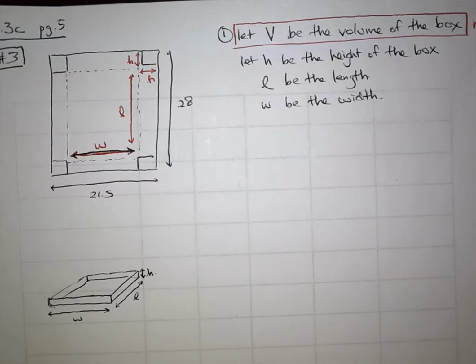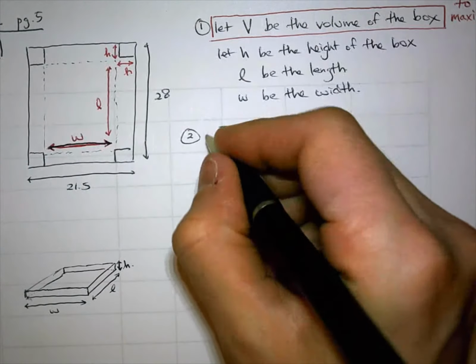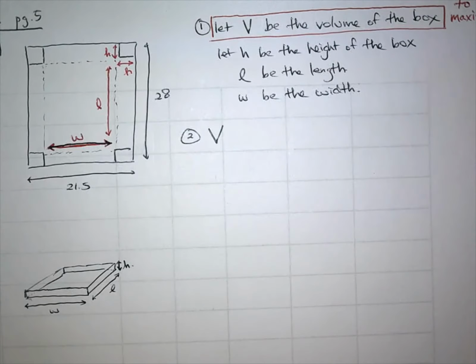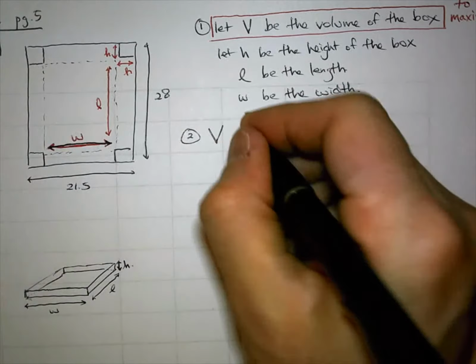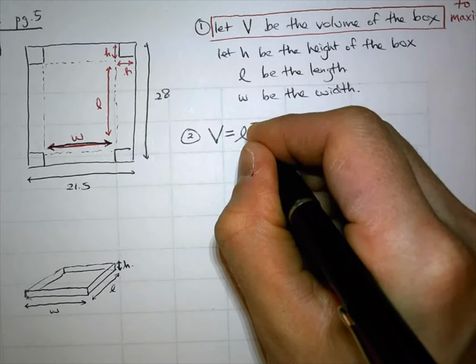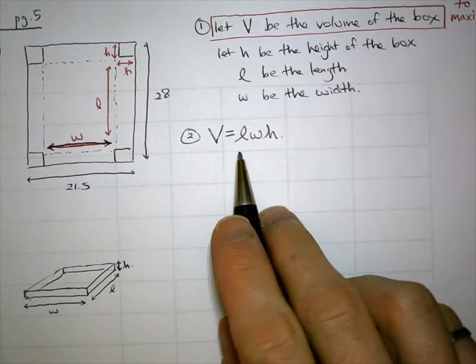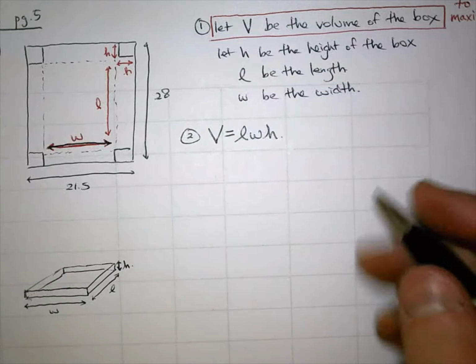This is going to help us when we get to part 2, which is write the equation. So remember, I need an equation to optimize V. So how do I find the volume of the box? Again, you should remember from grade 9 math, it's length times width times height. Now this is great, but the problem is I have 3 variables.